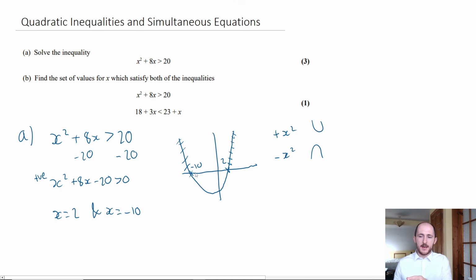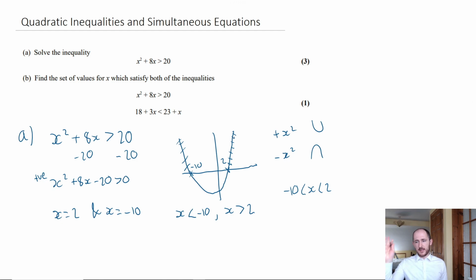Well, this is when x is to the left of minus 10, so it means that x is less than minus 10. And right here, it's to the right of 2, so that means it must be bigger than 2, which means x is greater than 2. Those are your answers. A lot of students, even in sixth form, will just write this, and they go, yeah, there you go, it's done, because it's between -10 and 2.